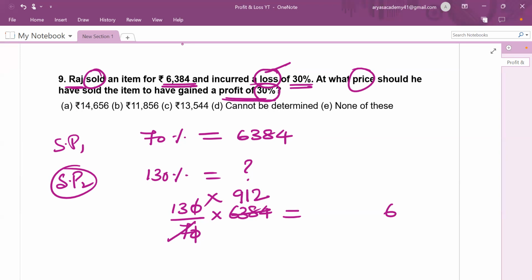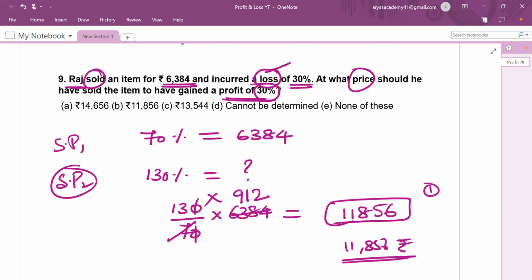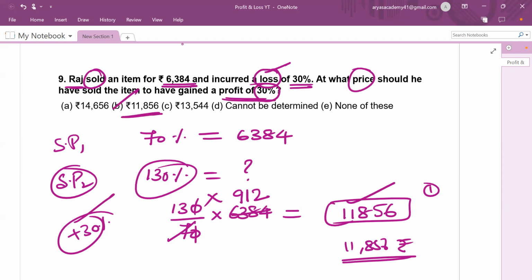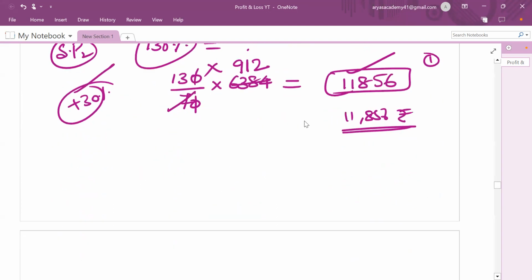13 2s are 26. If you know the 13 table, that's good, otherwise you follow the normal calculation method. 13 1s are 13, plus the 2 already carried forward, 15. So 1 is carried forward. 13 9s are 117, plus 1, it will be 118. So the answer is 11,856 rupees. To gain a profit of 30%, the same article should be sold at 11,856, which is option B. So the correct answer for question number 9 is option B, 11,856.